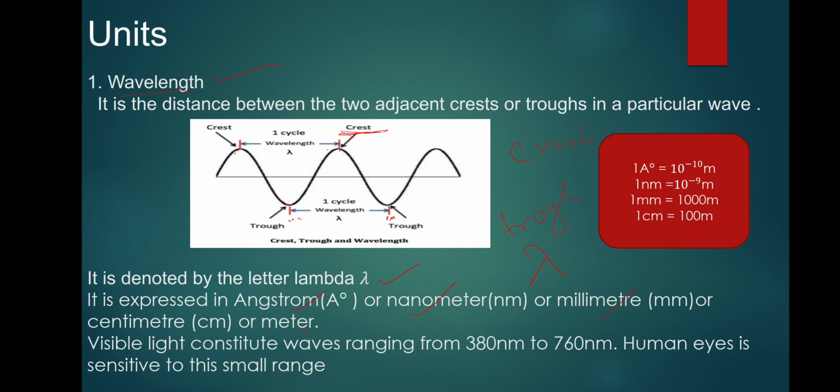Then visible light constitutes waves ranging from 380 nanometer to 760 nanometer. The radiation from 380 nanometer to 760 nanometer we call visible light. That is the white light that we see. That is the only range which is sensitive to the eyes. UV and IR we are not able to differentiate or see. Only what we can see with our naked eyes is this one.